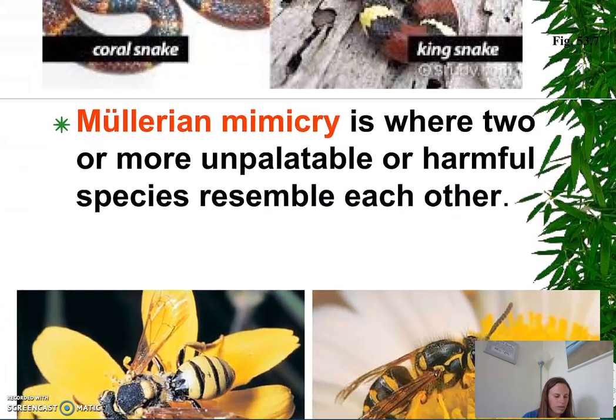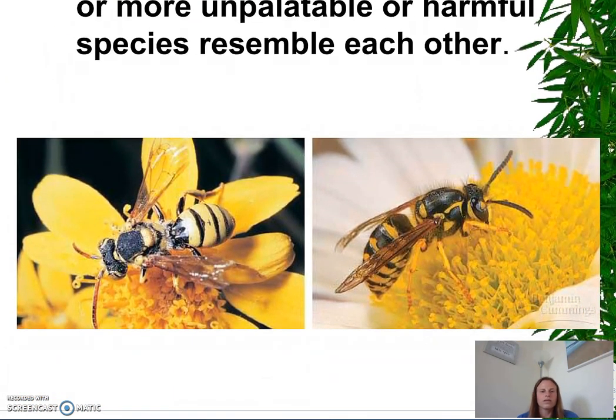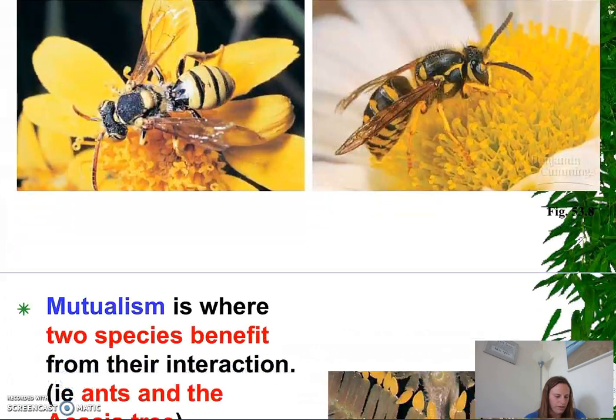Müllerian mimicry is where both of the species are either unpalatable or harmful, and they resemble one another, such as the yellow jacket and the bumblebee seen in this picture. And it ends up being beneficial for both organisms because now predators will not go near either one of them.